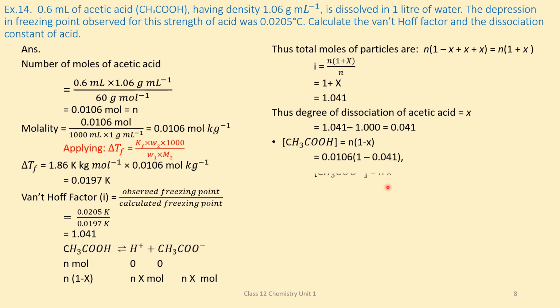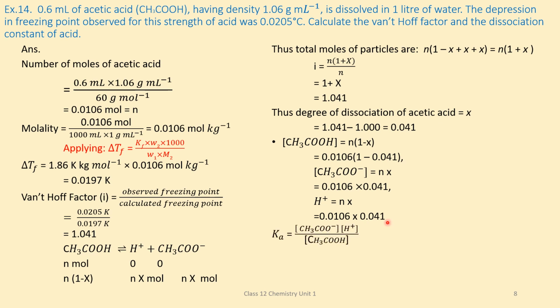1 minus x. Then CH3COO minus is equal to nx. So again we will write here CH3COO minus is nx, n is 0.0106 into x, which is 0.041. Then H plus. H plus is also equal to nx. So that is 0.0106 into 0.041.